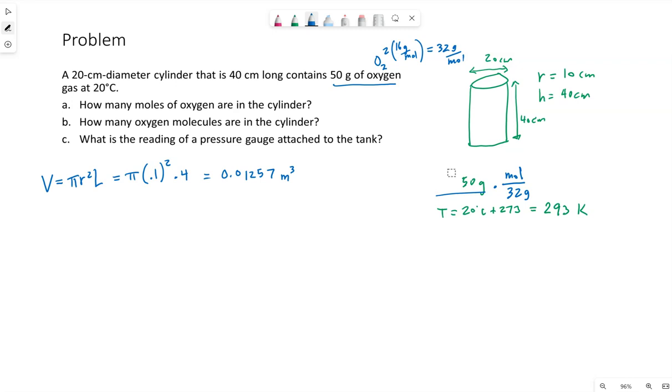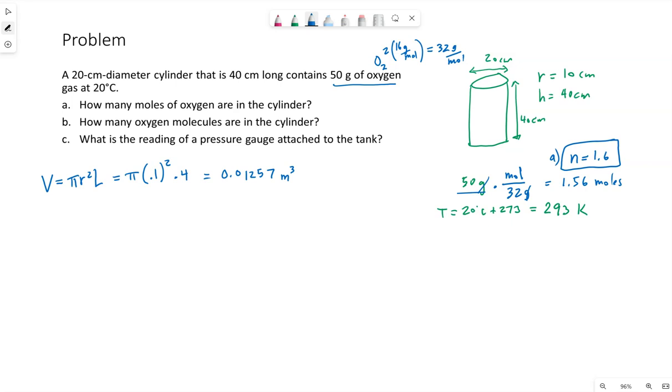I'm going to erase the m equals because that changes what I'm doing. The grams are going to cancel and leave me with moles. So 50 divided by 32 gives me 1.56 moles. Really, we only have 2 sig figs, so I would say 1.6 is my number of moles of the oxygen gas. So this is our answer to part A.